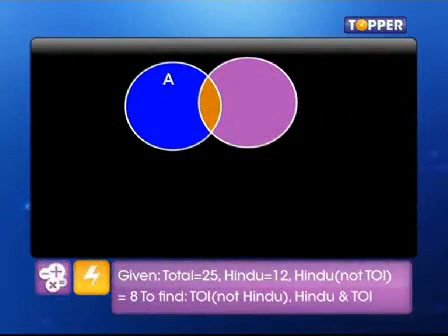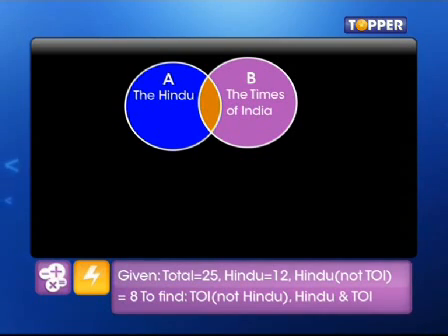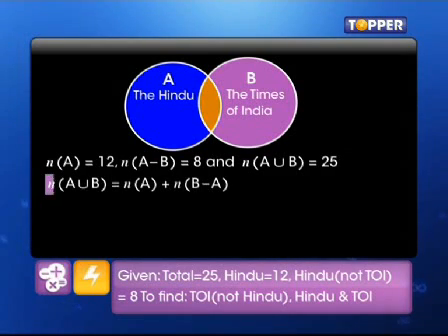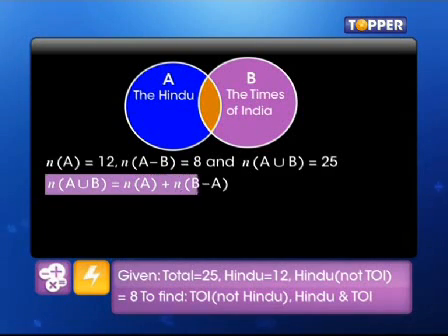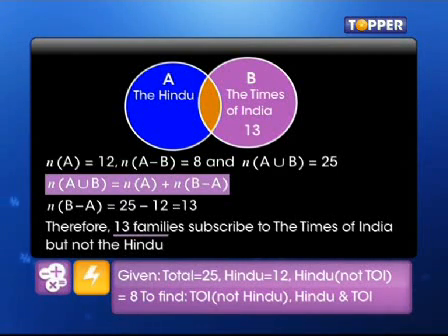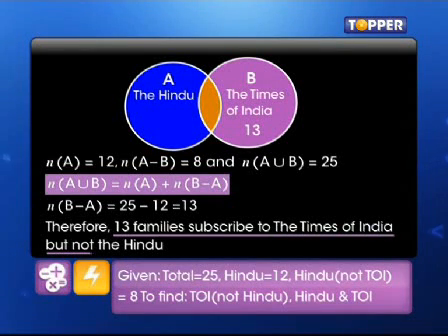To crack this problem, let A denote the set of families who subscribe to the Hindu and B denote the set of families who subscribe to the Times of India. We are given that n of A is equal to 12, n of A minus B is equal to 8 and n of A union B is equal to 25. Now n of A union B is equal to n of A plus n of B minus A, or n of B minus A is equal to 25 minus 12, which is equal to 13. Therefore, 13 families subscribe to the Times of India but not to the Hindu. This answers our first part.